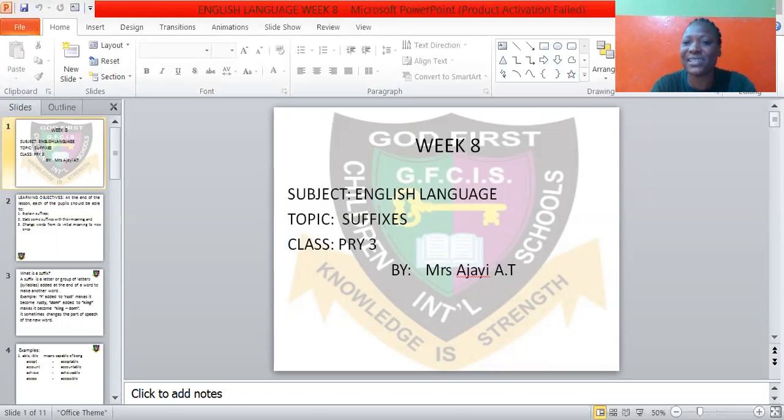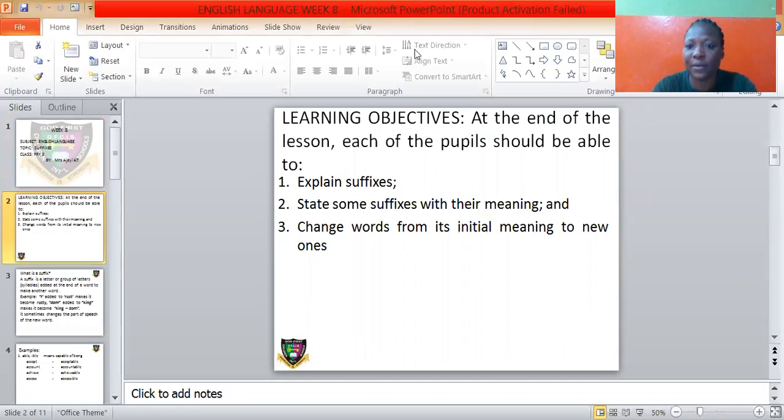Today we are treating suffixes, like I've said earlier. So let's look at our learning objectives, what we are to achieve at the end of the class. At the end of the lesson, each of the pupils should be able to explain suffixes, state some suffixes with their meaning, and change words from their initial meaning to new ones.